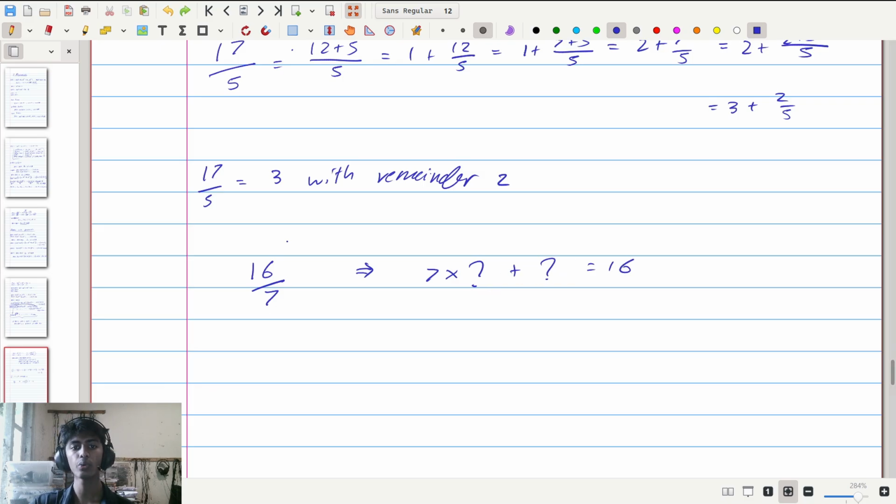In this case, we can keep increasing this first question mark until we go too high. If we put a 2 here, we get 14, it's alright. But if we put a 3 here, we get 21, which is higher than what we started with, which is 16, so it's not going to work. So that means this first question mark must be 2. So we have 7 times 2 plus question mark is equal to 16, meaning 14 plus question mark is equal to 16, meaning the question mark is 2.